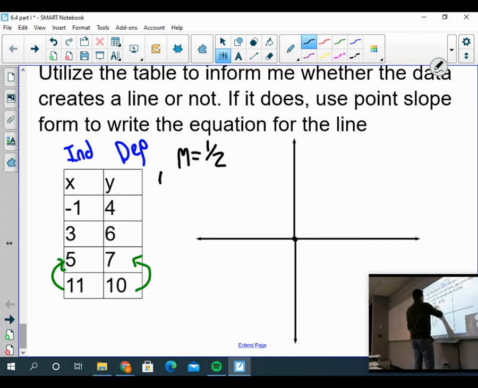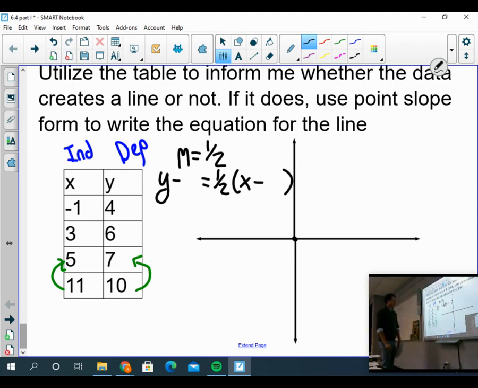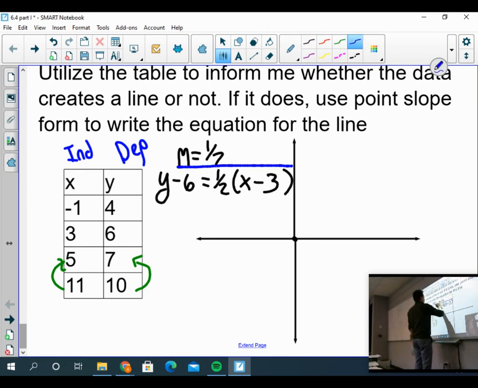We know from point slope form we have y minus some point plus the slope, and then x minus some point. Pick a point in the table. I don't care which one. Any of them will work. I will do y minus 6 and x minus 3. And boom, there is the equation of the line.